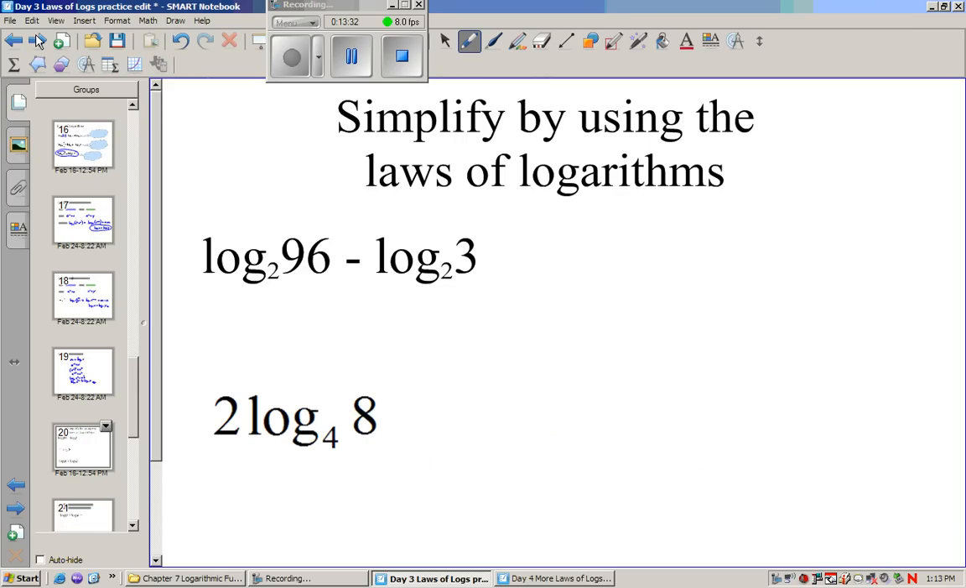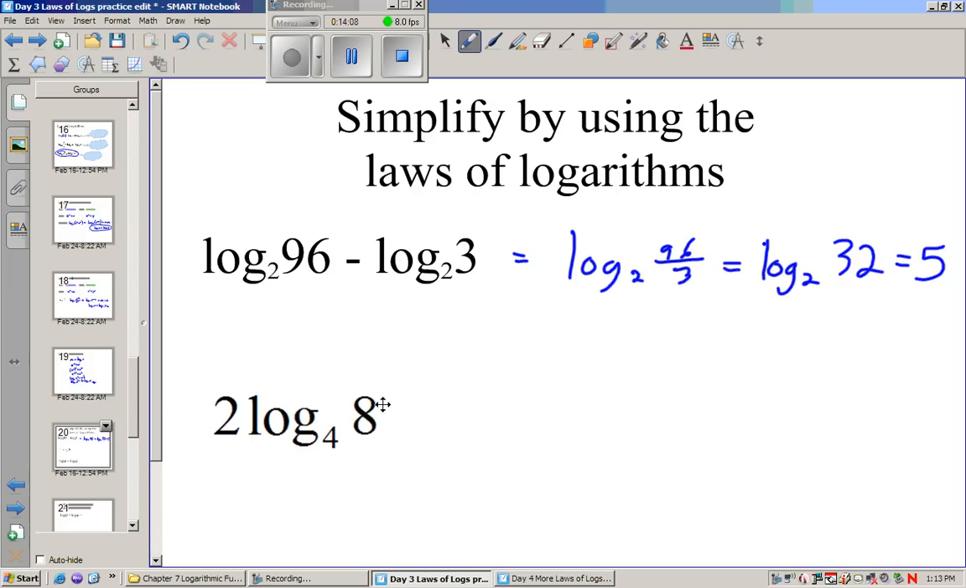All right. So now we're going to actually use them rather than just proving them. If I have log base 2 of 96 minus log base 2 of 3, since this has the same base, I can divide these. So it could be log base 2 of 96 over 3, which is log base 2 of 32. So that's going to be 2 times 2, which is 4, times 2, which is 8, times 2, which is 16, times 2, which is 32. So the answer is 5.